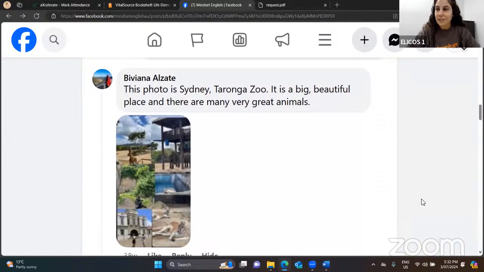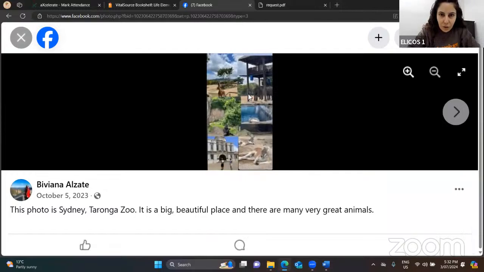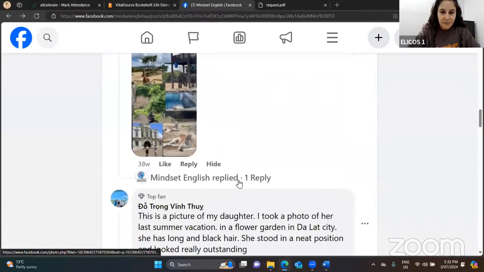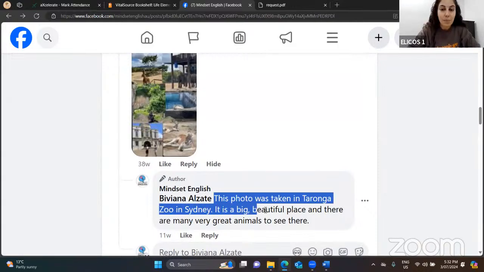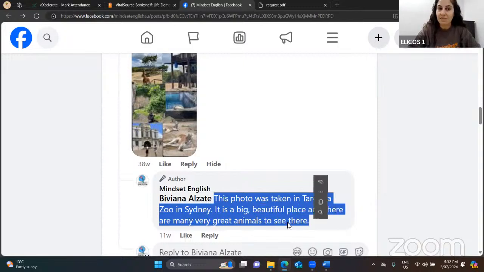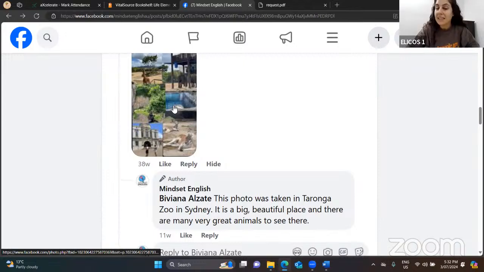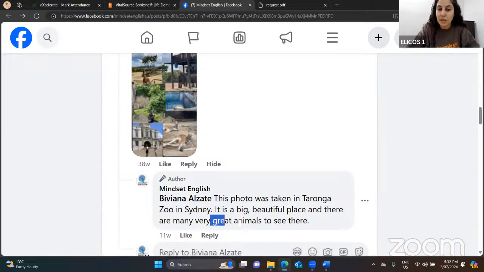Okay, we have this photo from Bivy. In this photo, I think it looks like quite a lot of photos together. So Bivy says, this photo was taken in Taronga Zoo in Sydney. It is a big, beautiful place, and there are many very great animals to see there. So you could see that Bivy is telling us about her trip in Sydney when she went to the zoo, and she told you it was amazing, a lot of great animals to see.